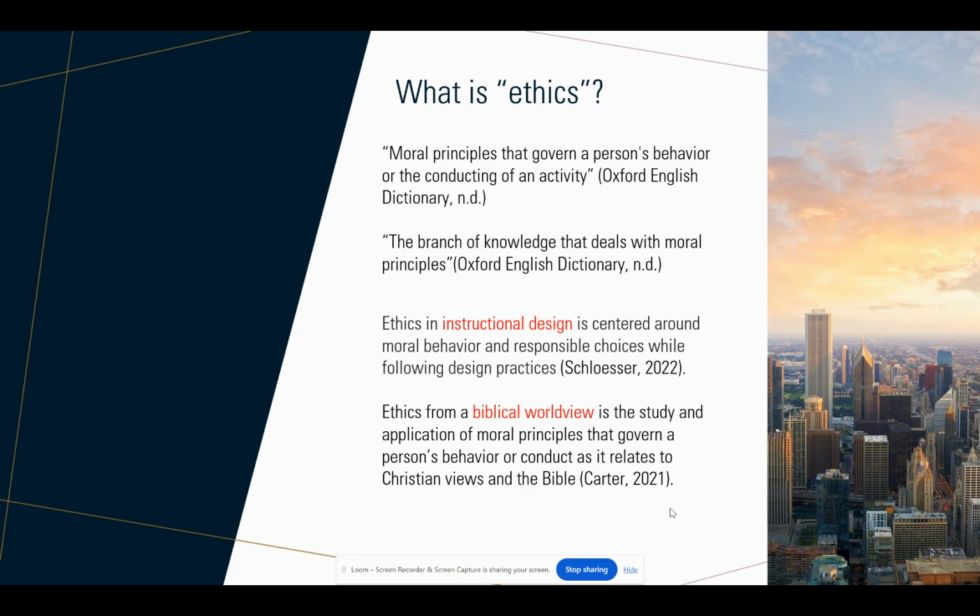Ethics as it relates to instructional design is centered around moral behavior and responsible choices while following design practices, Schlosser 2022. Ethics from a biblical worldview is the study of application of moral principles that govern a person's behavior or conduct as it relates to Christian views and the Bible, Carter, 2021.